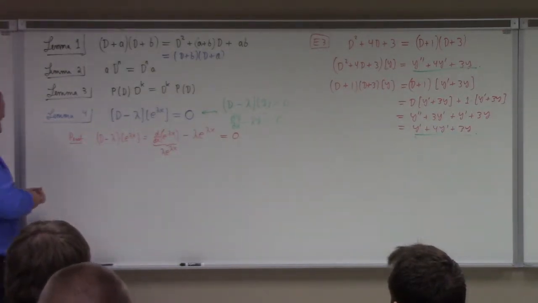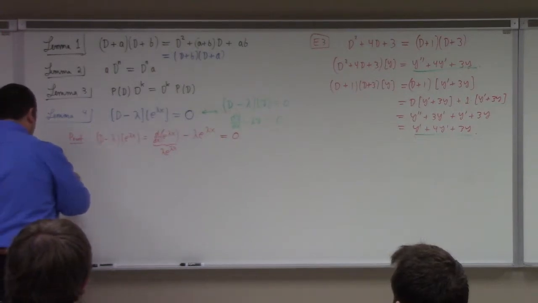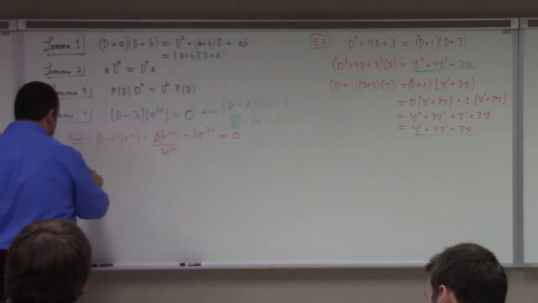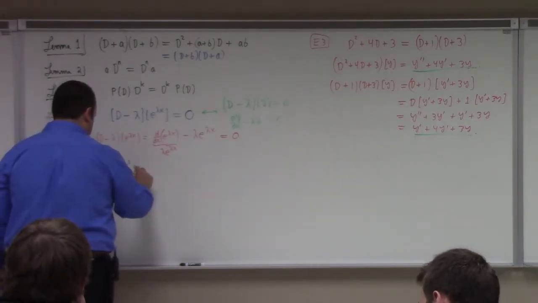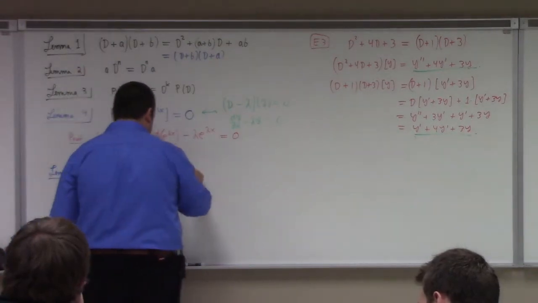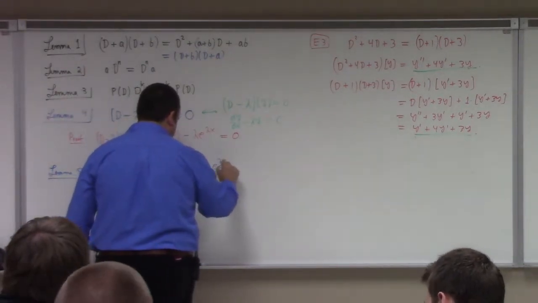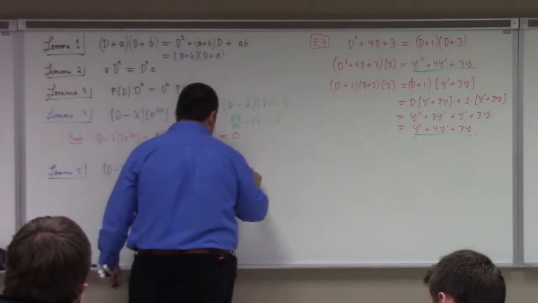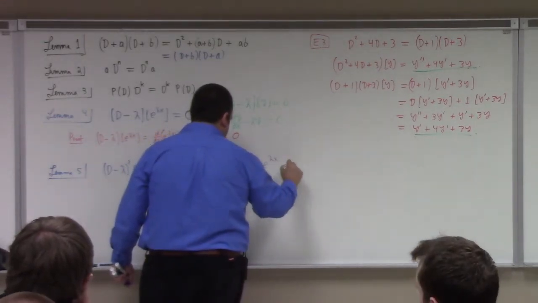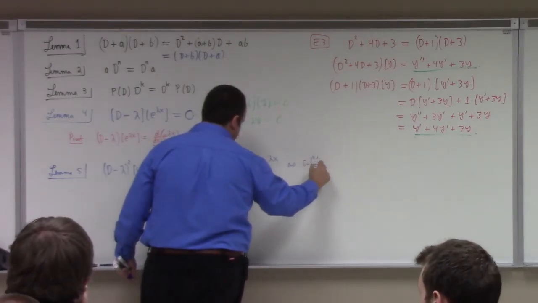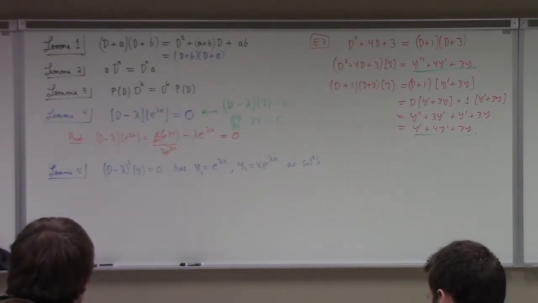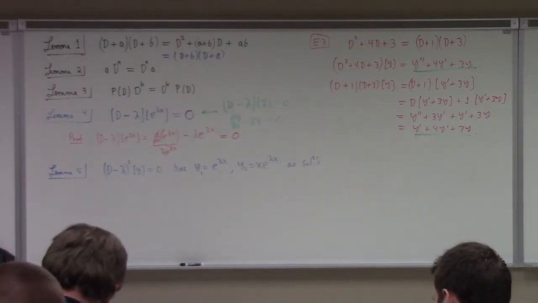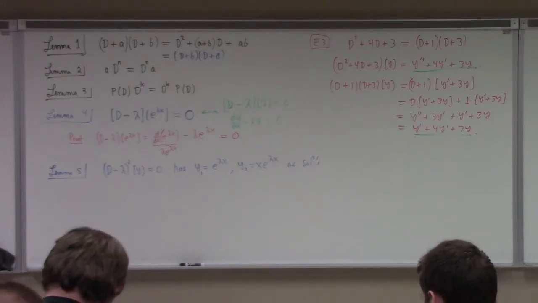Lemma 5. D minus lambda squared y equals 0 has y equals e to the lambda x. Let's say y1 equals e to the lambda x and y2 equals x e to the lambda x as solutions. Oh man, I buried the lead. Something important to know about a linear operator, a very important fact about a linear operator, something I should have emphasized because it's really important to us.